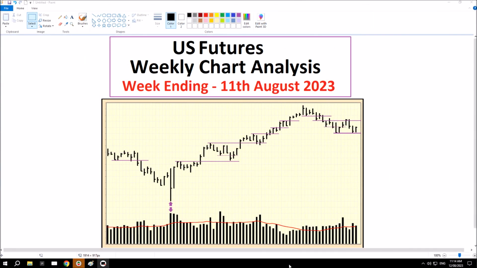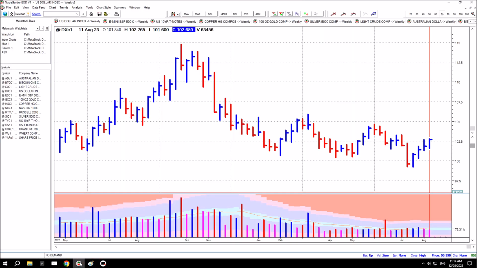This is the US Futures Weekly Chart Analysis for the week ending 11th of August 2023. First chart is the US Dollar Index Futures, as usual. It's always a really important chart to look at. It affects so many other charts in this series.